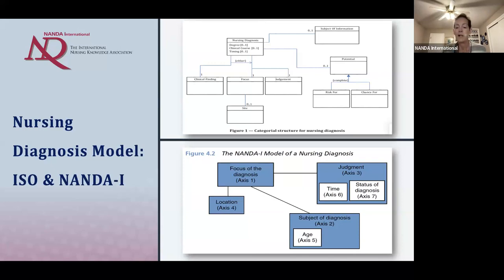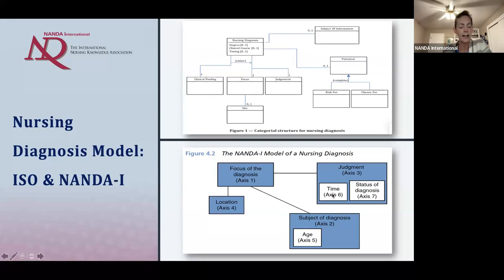We then have age. Age, as you notice up here, is not part of the ISO model, but it is part of the NANDA model. And we have put it inside of the subject of the diagnosis. So inside of axis 2, it's underneath that umbrella, but it is its separate axis. And here it's the age group of the person who is the subject of the diagnosis.